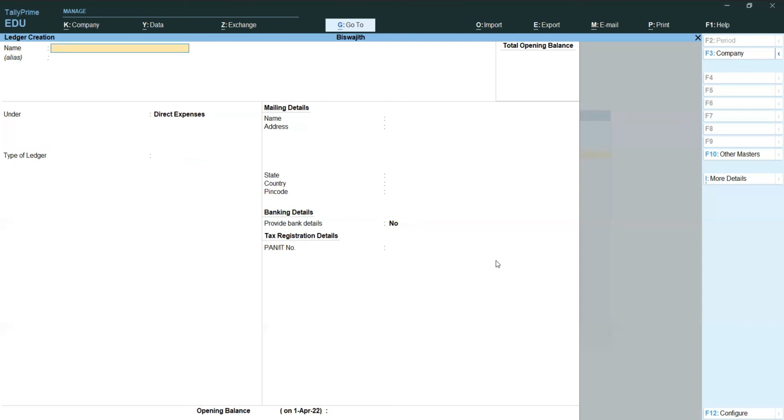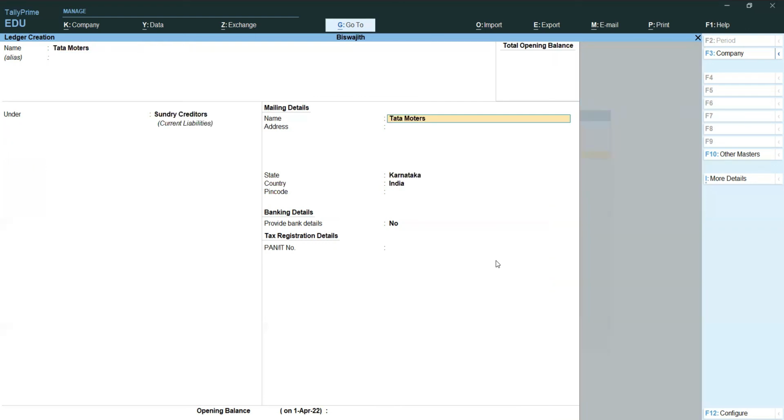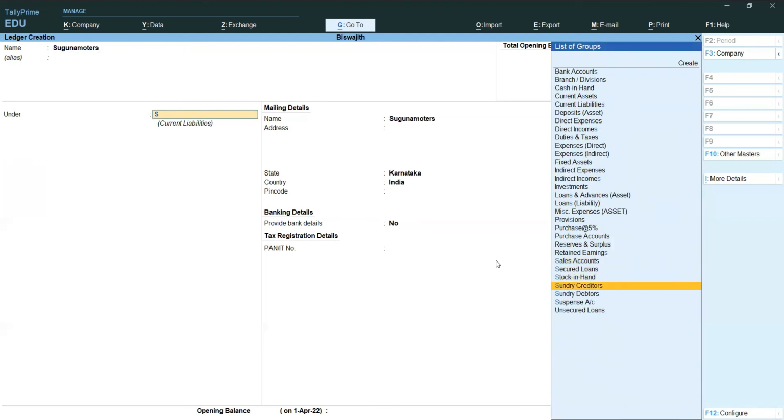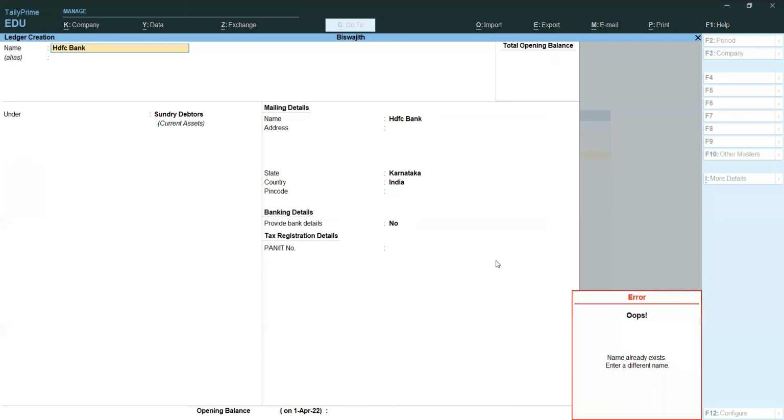Next, purchased goods from Tata Motors. I want to create Tata Motors now. It comes under sundry creditors. He is a supplier, so sundry creditors. Enter, you can save the ledger. Sold goods to Suguna Motors. Now I am creating the Suguna Motors ledger. It comes under sundry debtors. Next, I am opening a bank account in HDFC Bank. Bank account already created.